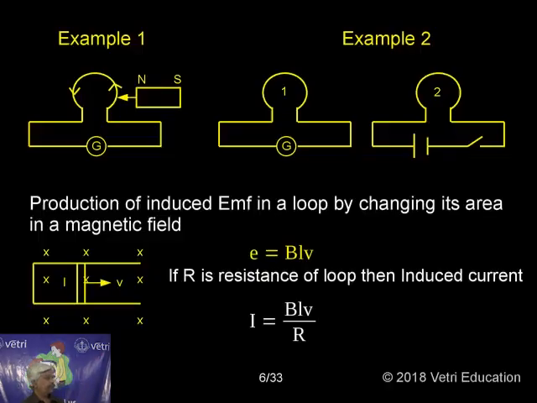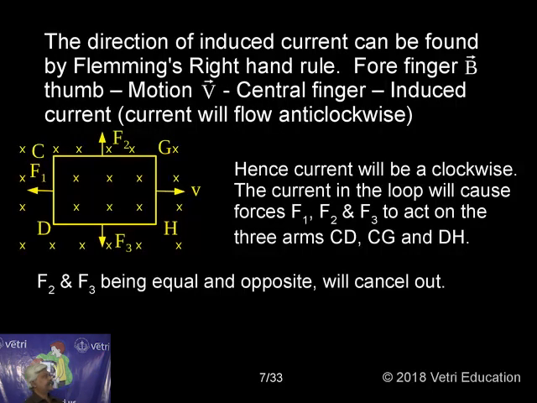This is given in the formula. If R is the resistance of the loop, then the induced current: once we know EMF is BLV, we know V is equal to IR, so I is equal to V by R, therefore BLV by R. The current is also calculated. The direction of induced current can be found by Fleming's right hand rule. So be careful: up to the third unit, that is the electromagnetic effect, we have to use Fleming's left hand rule. Here the direction can be obtained by Fleming's right hand rule.